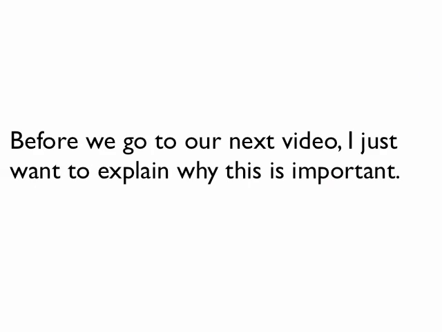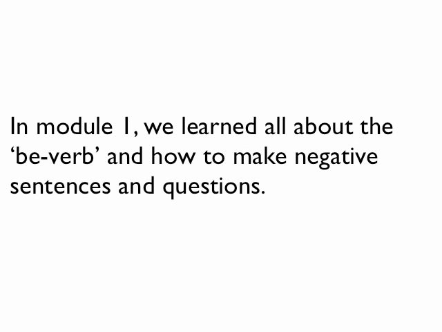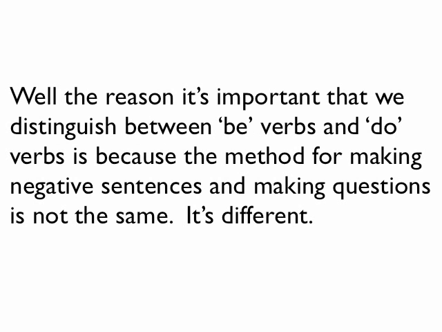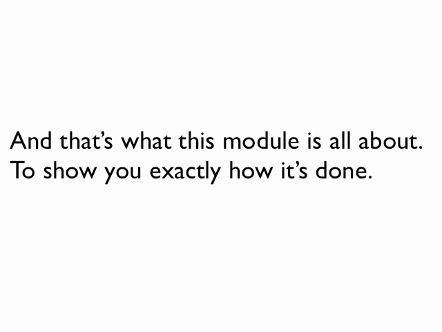Before we go on to our next video, I just want to explain why this is important. In Module 1, we learned all about the be verb and how to make negative sentences and questions. To make questions, we saw that we simply switch the subject and the be verb. Well, the reason it's important that we distinguish between be verbs and do verbs is because the method for making negative sentences and making questions is not the same. It's different. And that's what this module is all about, to show you exactly how it's done.